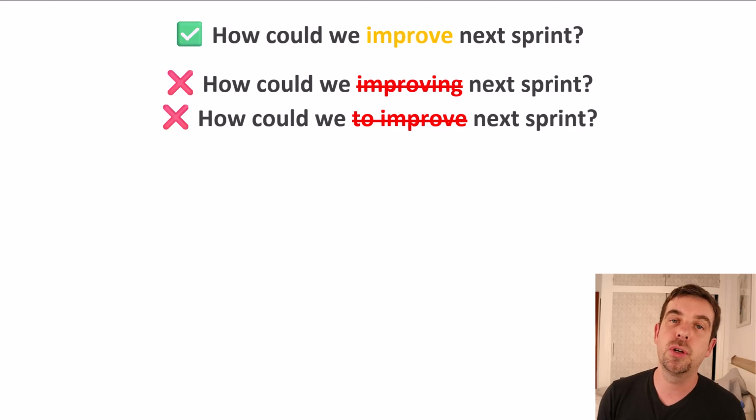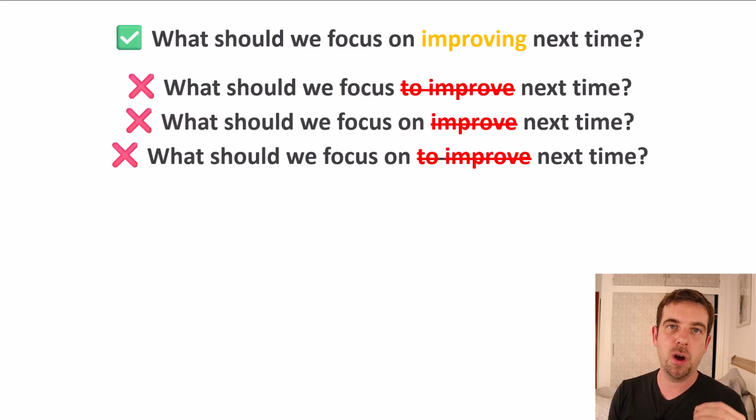Now the next thing is that with "could", it always has the base verb after. How could we improve? You can see here, "how could we improving" or "to improve", both are incorrect. And here, what should we focus on improving? Focus on, and "on" is a preposition. A basic rule in English is that after every preposition, if you have a verb, you will have the gerund. A gerund is the verb plus -ing. The only correct version of this sentence is: what should we focus on improving next time? "Focus to improve", "on to improve", they're all incorrect.